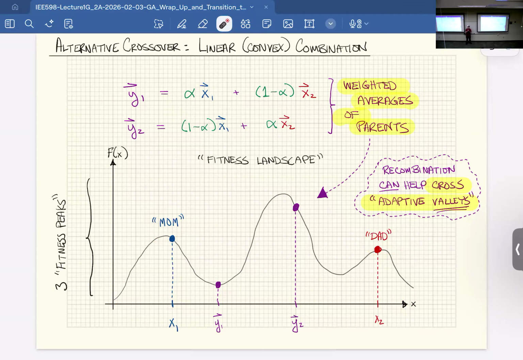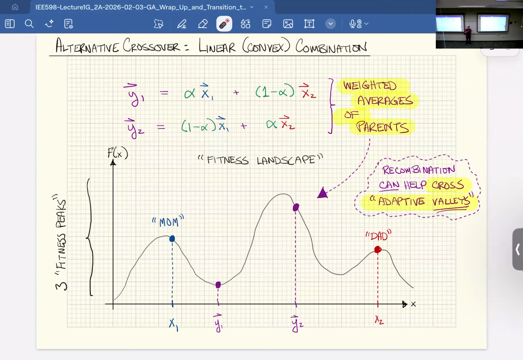Now, if this was mom and this here was dad, then the two offspring, Y1 and Y2, come from either doing alpha first or 1 minus alpha first. So if alpha might be 0.2 and then 1 minus alpha is 0.8, then we're going to get 0.8 here and 0.2 here. So you just get these different mixtures, and that's going to give you different weighted averages.